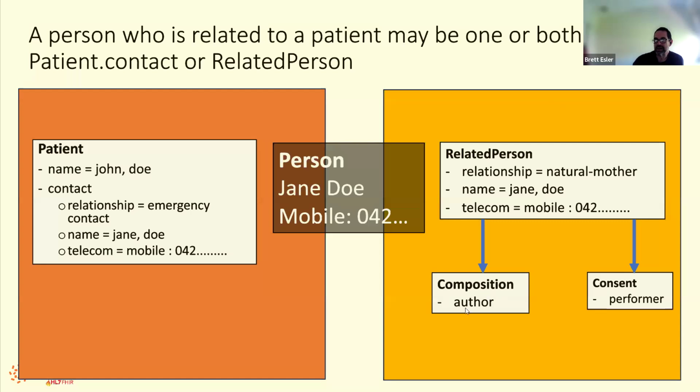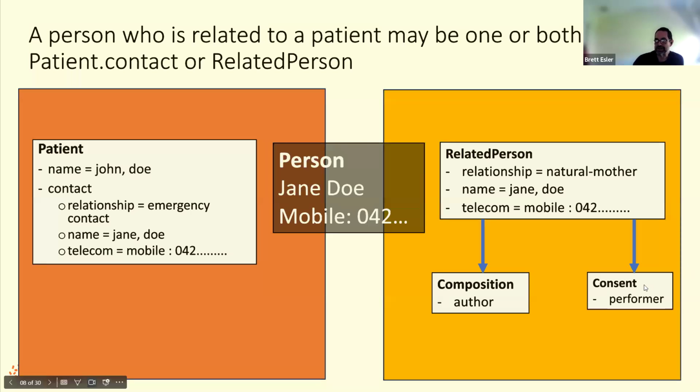So in that case, we might have a composition, which is essentially a document structure in FHIR, and the author of that composition might be a related person. In this case, we're just using the related person as the author of the composition. So that's a useful purpose to have a related person. That might be a document this mother is providing on behalf of their child, and they want to author a document, and that's a good way to describe it.